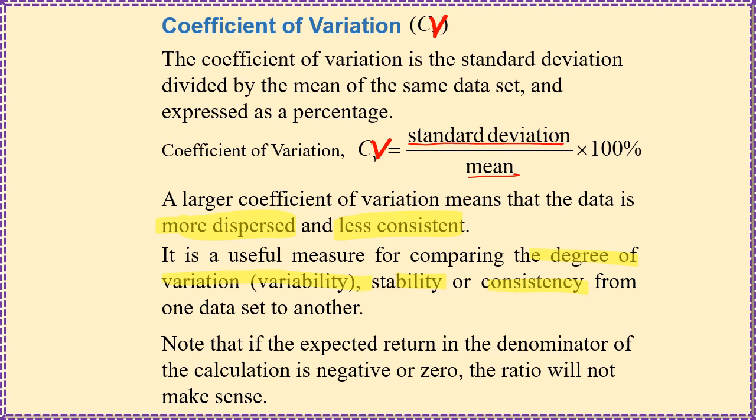Note that if the expected return in the denominator of the calculation is negative or 0, the ratio will not make sense. So it means that the mean cannot be negative or 0.